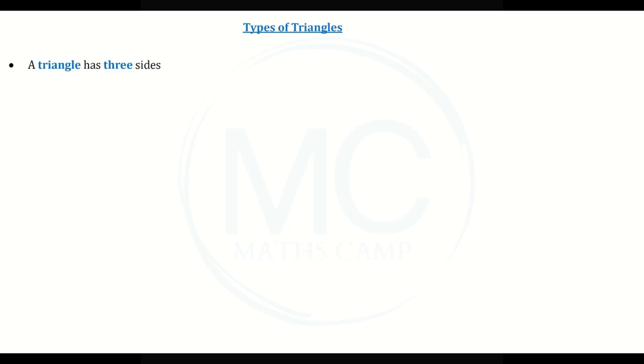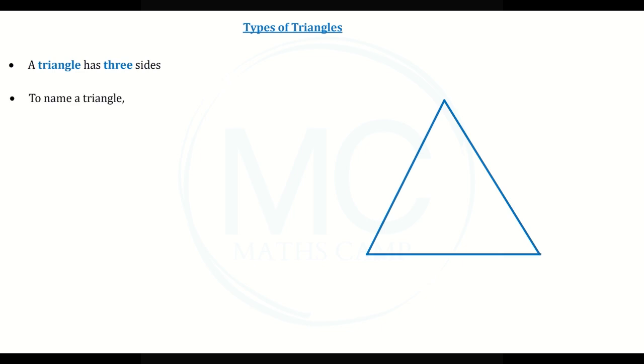A triangle has three sides. Let's quickly sketch a triangle over here. To name a triangle, we name each vertex using a capital letter. So let's call this triangle A, B, C.